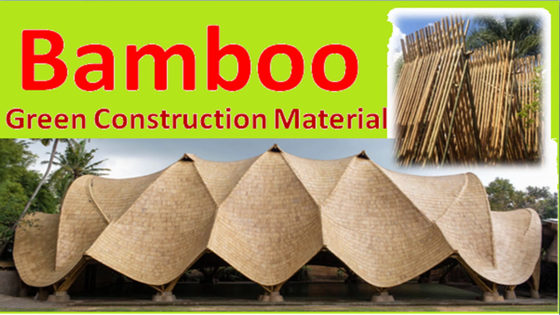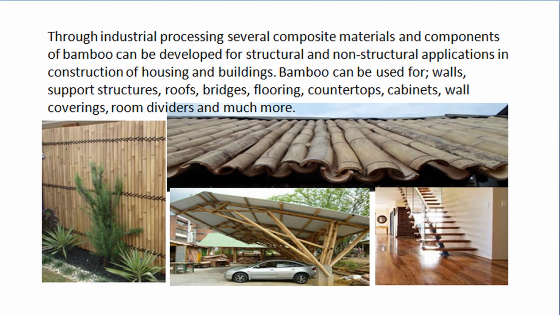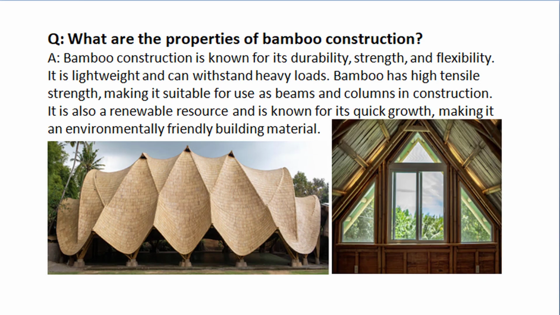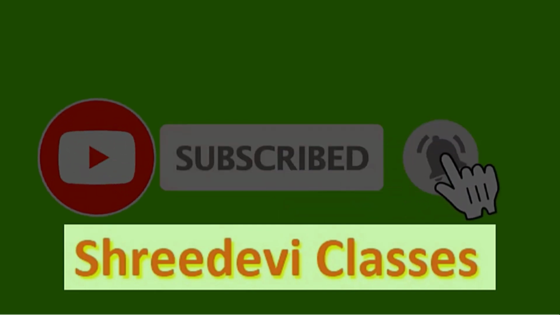Today in our playlist of architecture green buildings, we'll understand the role of bamboo as a new green construction material. First, we will understand how, for sustainable development, bamboo will emerge as a very promising building material of the future. We will narrate various structural and non-structural applications of bamboo. We will explain advantages and disadvantages of bamboo in construction. We will answer the properties of bamboo construction. We will compare bamboo with steel and also narrate how bamboo is protected during pre and post harvesting. So let's start the first of two learning videos on bamboo as a green construction material.